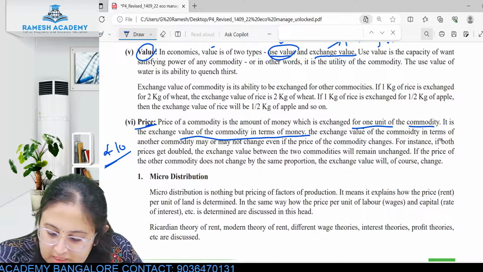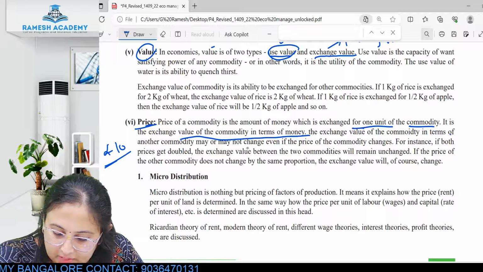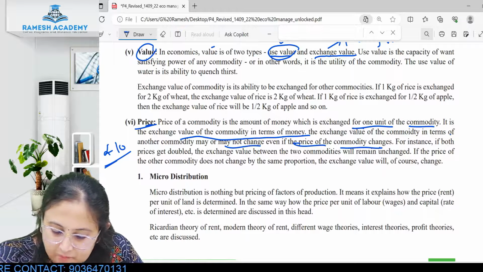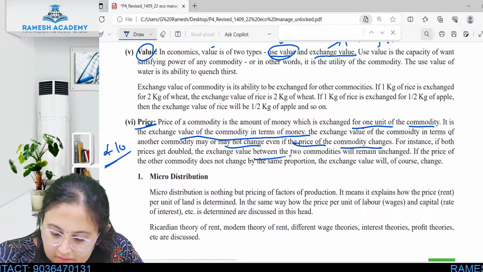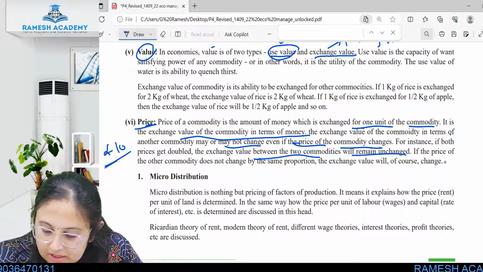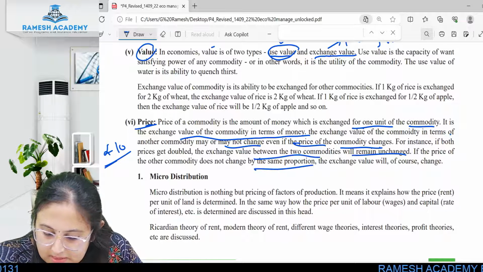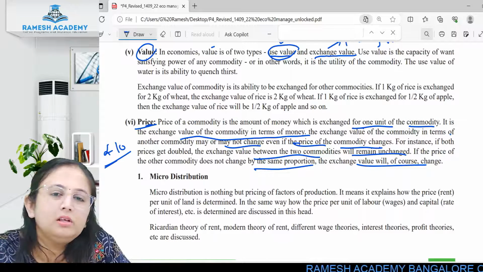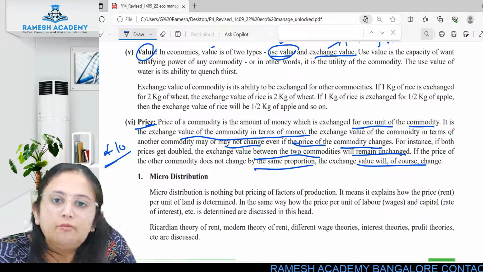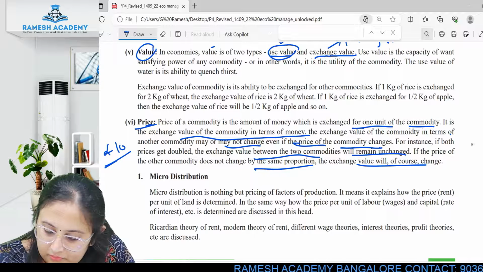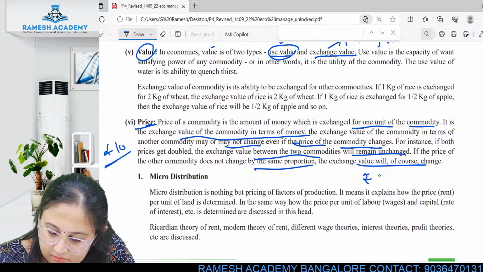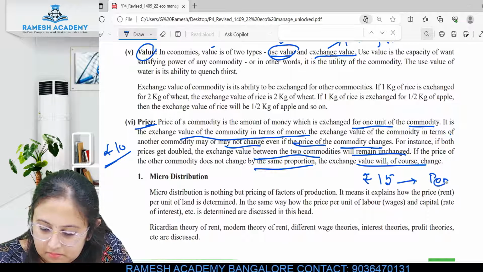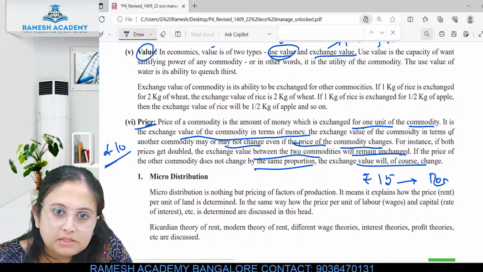Exchange value of the commodity in terms of another commodity may or may not change even if the price of the commodity changes. For instance, if both prices get doubled, the exchange value between the two commodities will remain unchanged. If the price of the other commodity does not change by the same proportion, the exchange value will of course change. So what does it mean? See, for example, now a pen is costing me rupees 15.